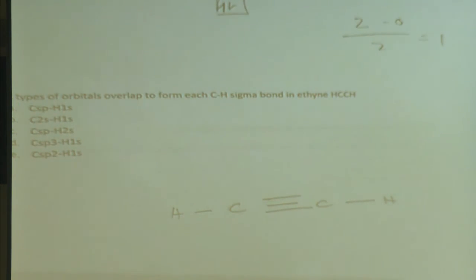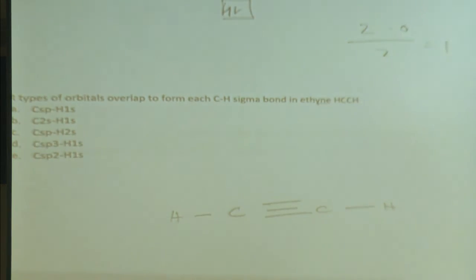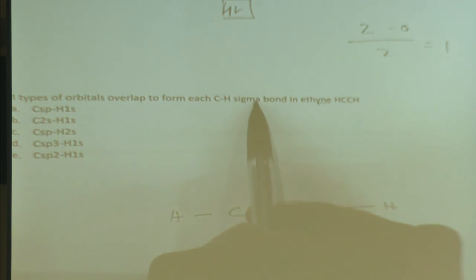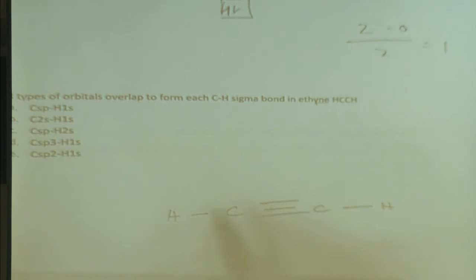All right, so if you drew it out, you would see that there's a triple bond in between the carbons. One day you'll learn that that's what those last three letters actually mean. So when we look at this, what type of orbitals overlap to form each carbon-hydrogen sigma bond in ethene? So this carbon has what kind of hybridization? sp. And then, let's see, hydrogen is just in the 1s orbital.